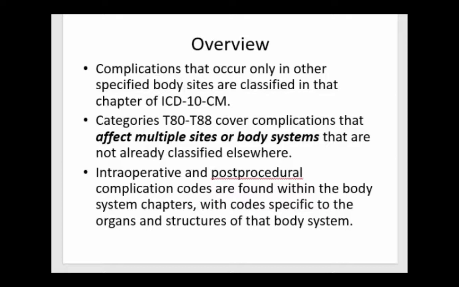Complications that affect multiple sites or body systems that are not classified anywhere else are going to come to the T80 through T88 codes. Intraoperative and post-procedural complication codes are found within the body system chapters, with codes specific to the organs and the structures of that body system. So there's a lot of words, but I think as we look at some codes, it'll make more sense.